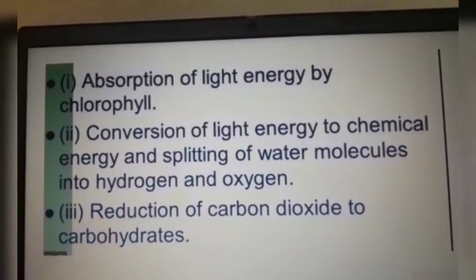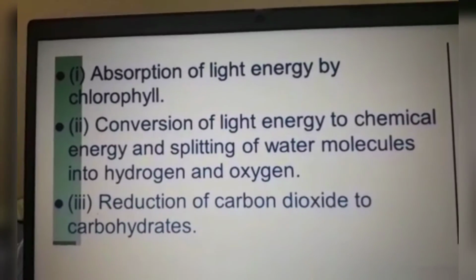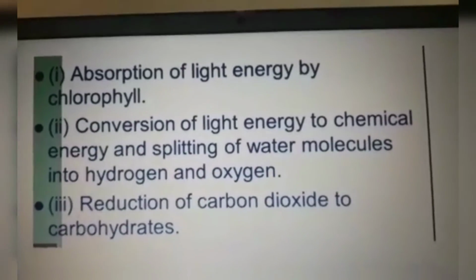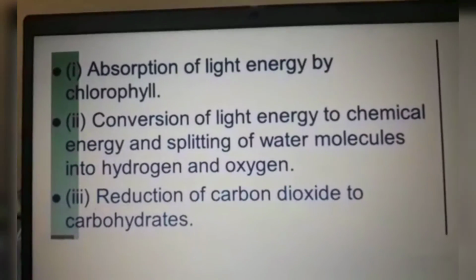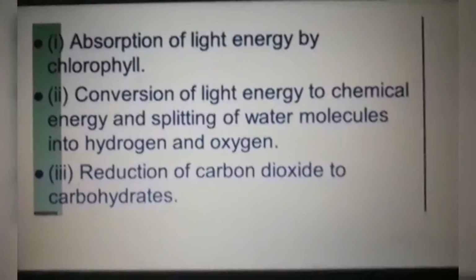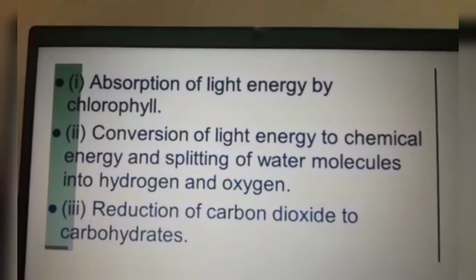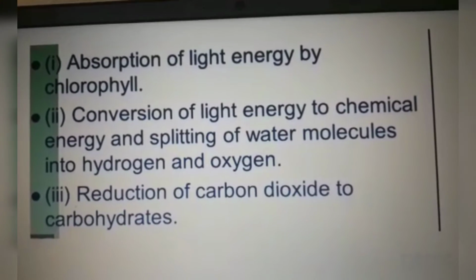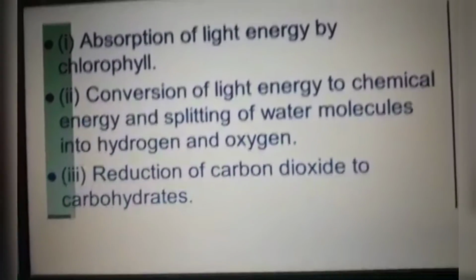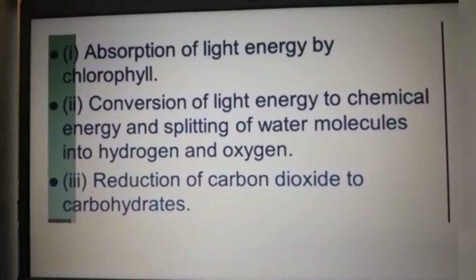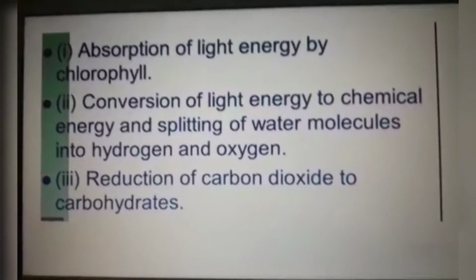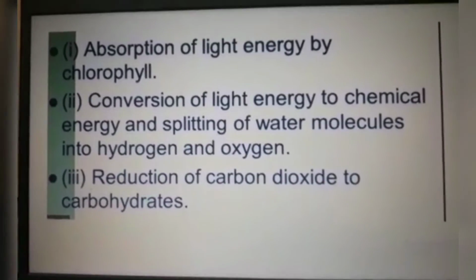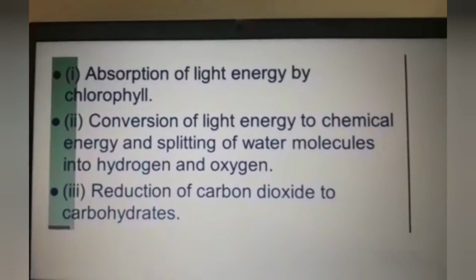Water is broken down into hydrogen and oxygen. This released hydrogen is again added into carbon dioxide, the other raw material. So the hydrogen is added into the carbon dioxide. That reaction is known as reduction. So, reduction of carbon dioxide to carbohydrate. These are the 3 steps of the photosynthesis process. Very important. I hope all of you are clear on this concept.